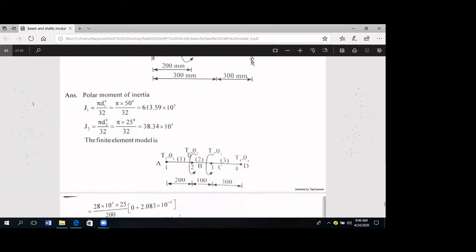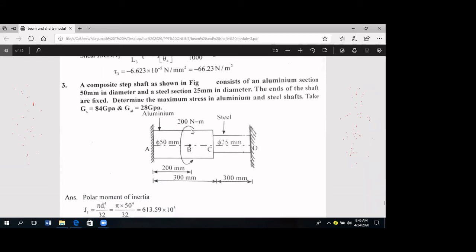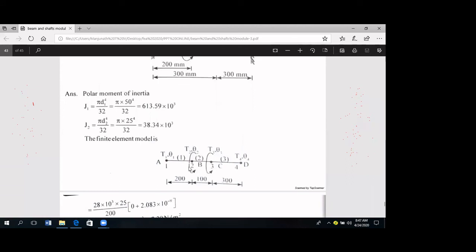Then writing the finite element model. Again, see here at point B, a torque is applied, so we need to consider a node here. Also, the geometry changes here. Wherever the geometry changes, we need to locate a node. So the minimum nodes for this particular problem are: point A is one node, point B is the second node, point C is the third node, and point D is the fourth node. The total number of nodes is 1, 2, 3, 4, so the minimum number of elements for this case is 3 elements. According to that, we are going to write.